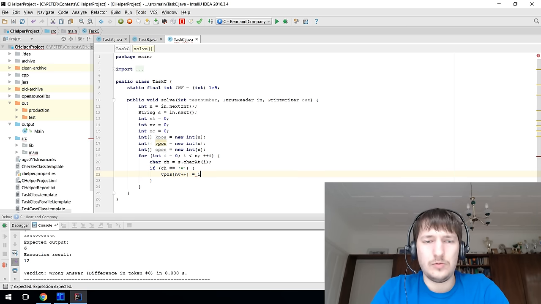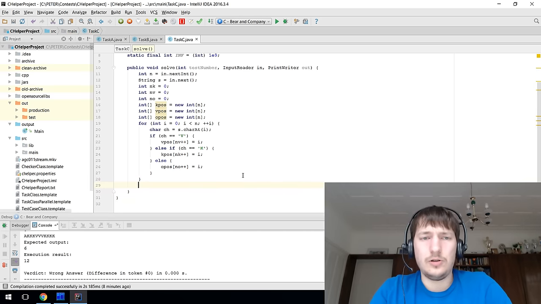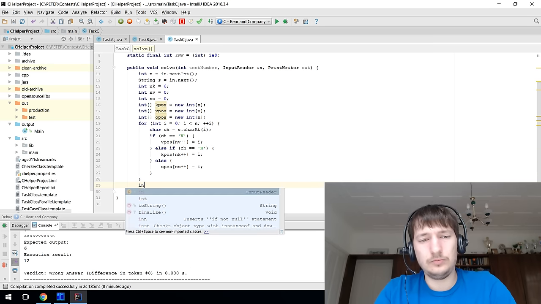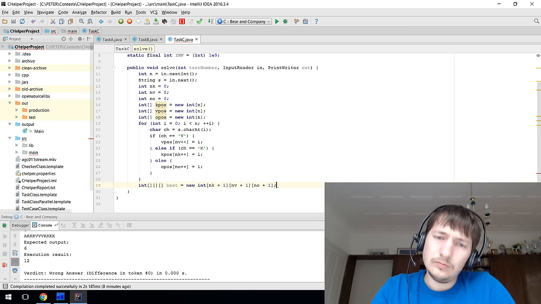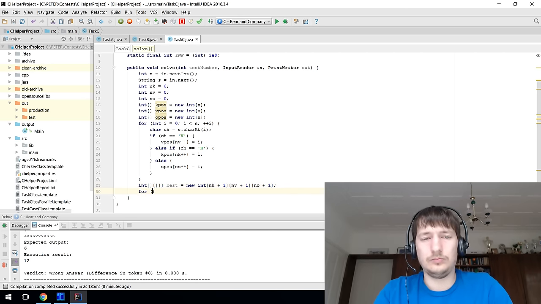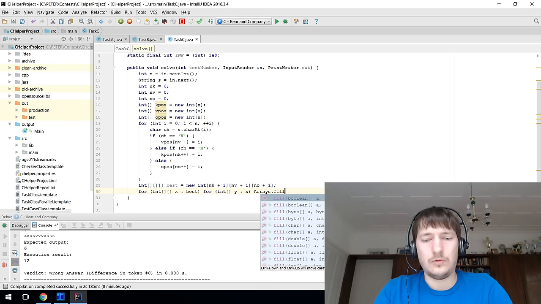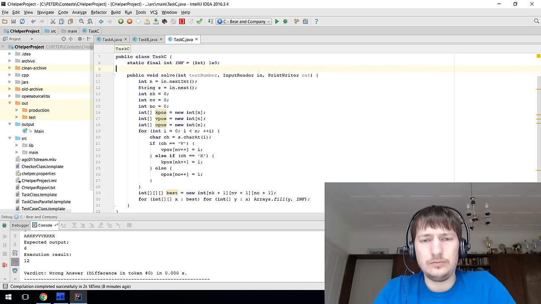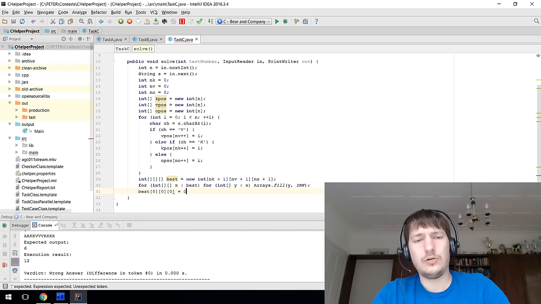V plus plus equals I, shift equals K, K plus plus equals I, so the noise, O plus plus. Okay, we find the positions of all letters and now fill the array first. And finally we get, initially we can do it.